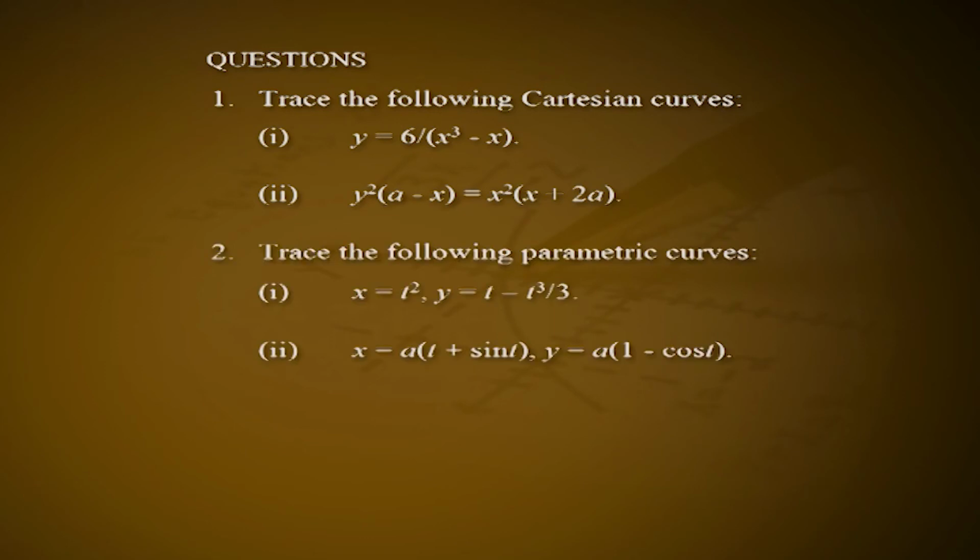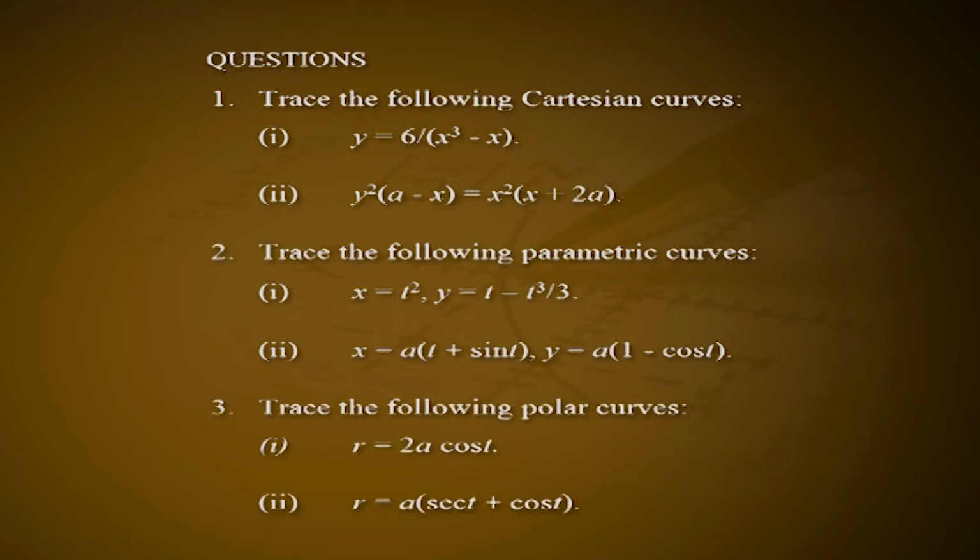Second, trace the following parametric curves. One, x is equal to t square, y is equal to t minus t cube by 3. Two, x is equal to a into t plus sin t, y is equal to a into 1 minus cos t. And third, trace the following polar curves. One, r is equal to 2a cos theta, and two, r is equal to a into sec theta plus cos theta.